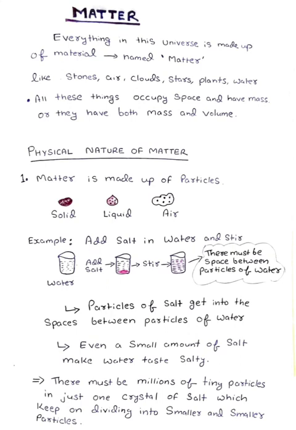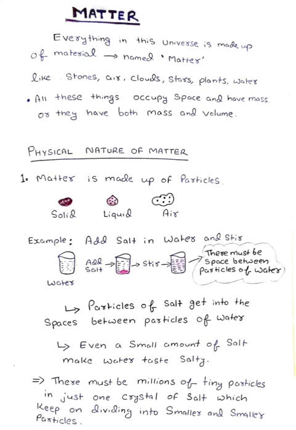We can say everything in this universe is made up of material that is known as matter, like stones, air, clouds, stars, plants, water. All these things are made up of matter. All these things occupy space and have mass. They occupy a definite space and have a mass, or they have both mass and volume.